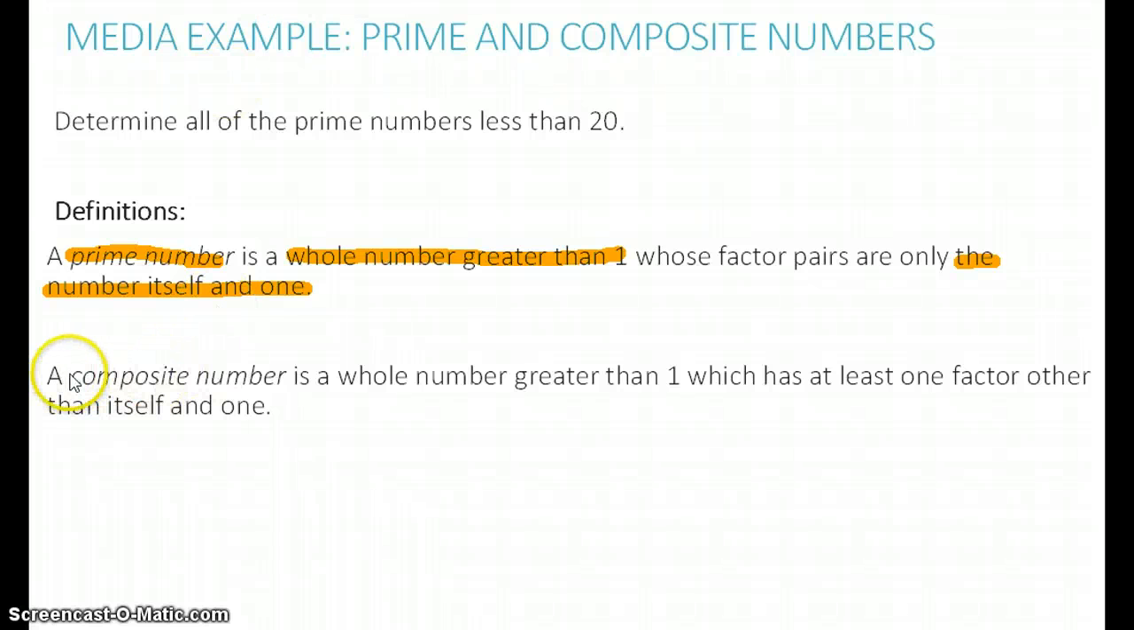A composite number is basically a number that's not prime, that's a whole number greater than 1. So a composite number is a whole number greater than 1 which has at least one factor other than itself and 1.